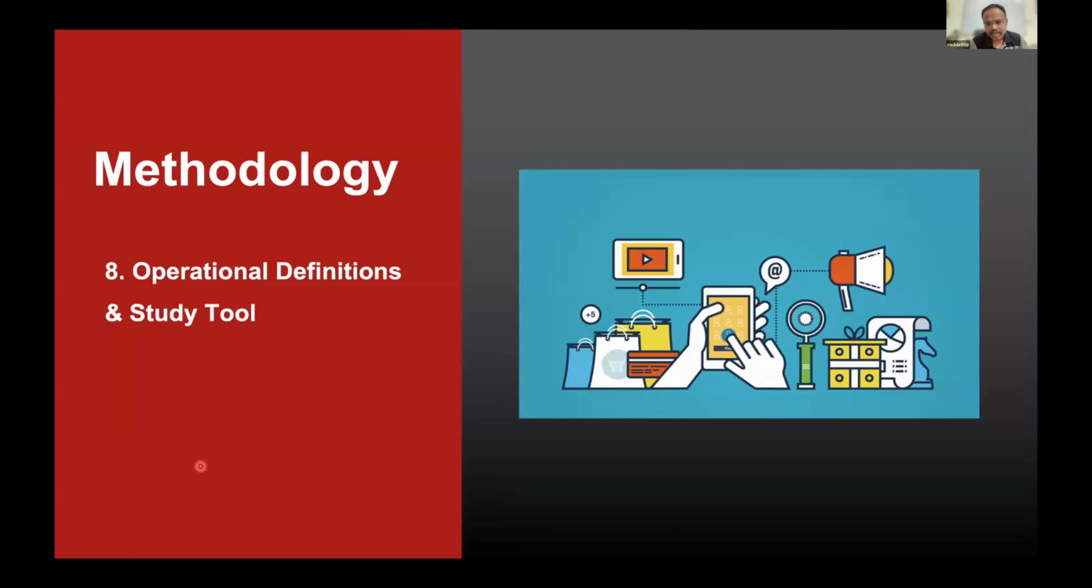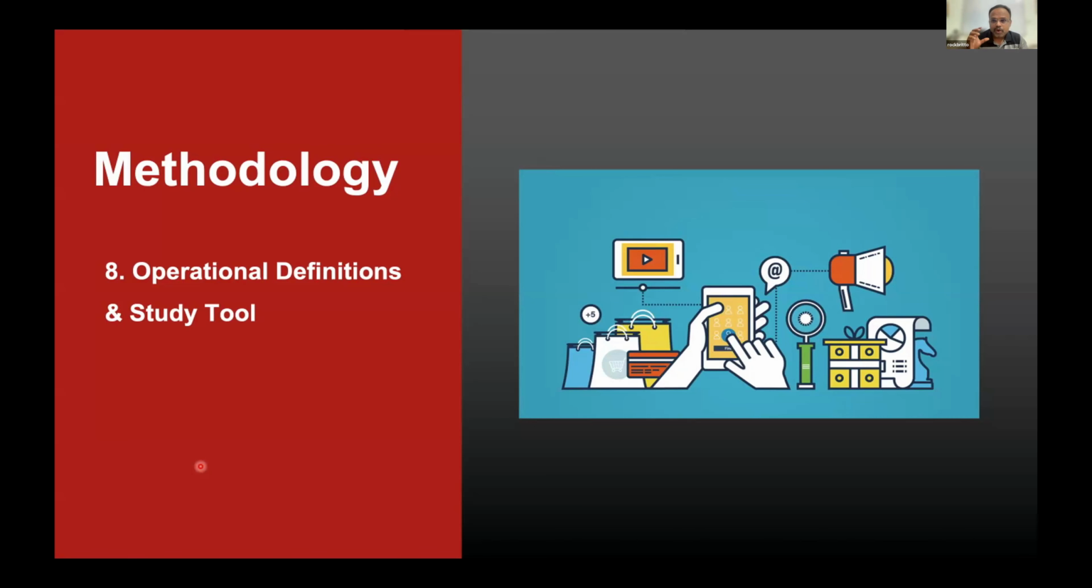Based on your study, you define paleo diet, you define diabetes mellitus, you need to have an operational definition. This is very critical. Why? Because when you compare it with other studies, and some other studies in future want to compare your study, then you need to have a proper definition.